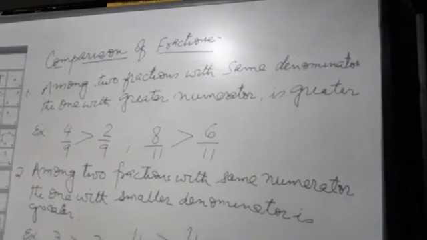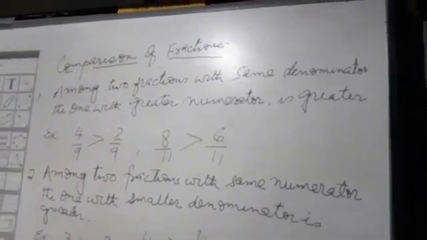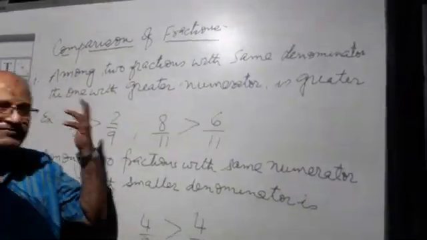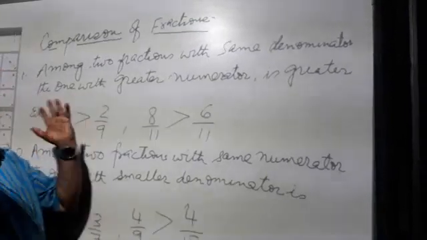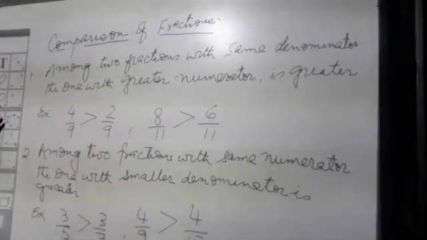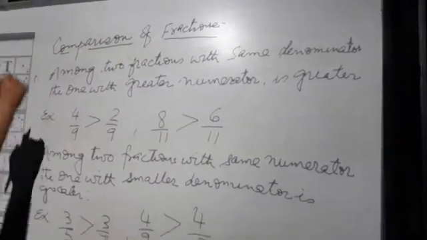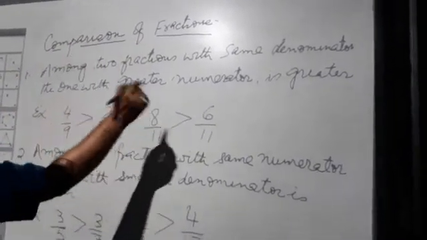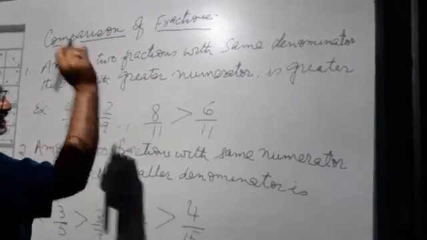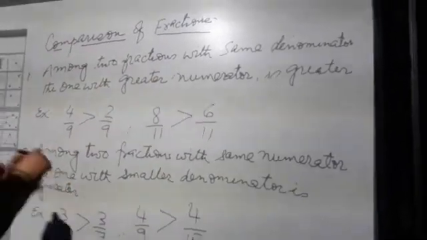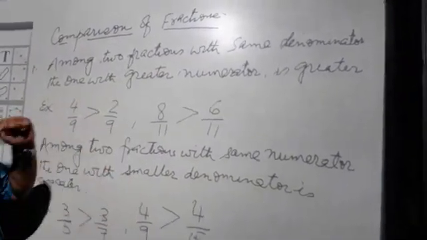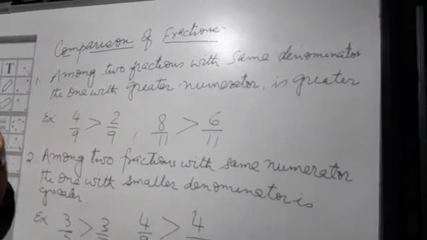Now, comparison of fractions. How do we compare fractions? That means how do we know which fraction is bigger and which fraction is smaller? For that we have simple rules that we have already learned. Among two given fractions with the same denominator, the one with the greater numerator is the greater fractional number. That means if the fractions have the same denominators, then the greater numerator is the greater fractional number.